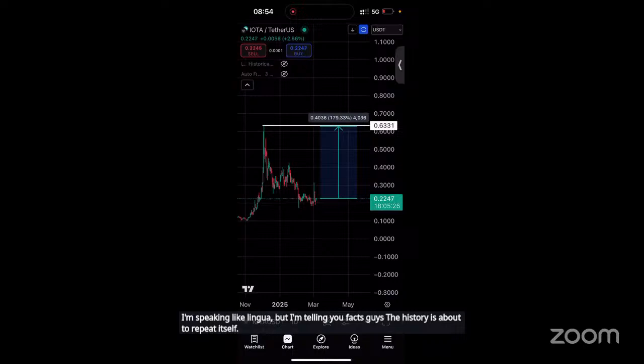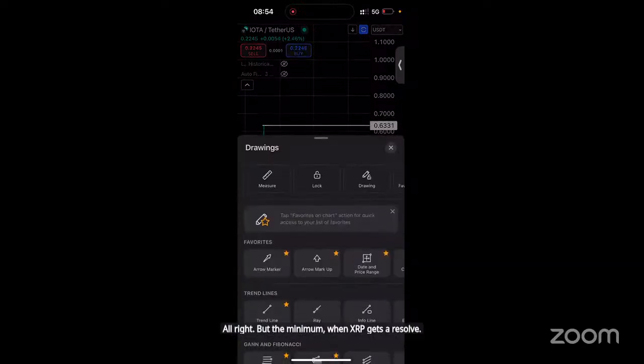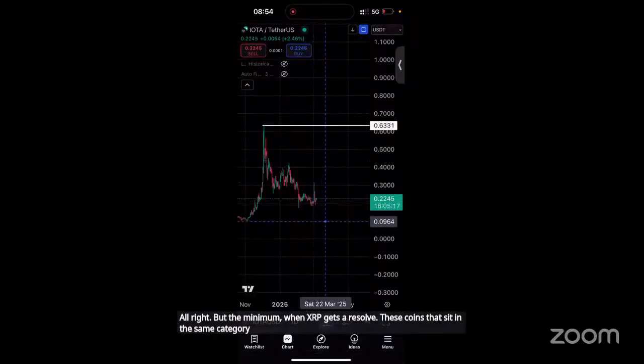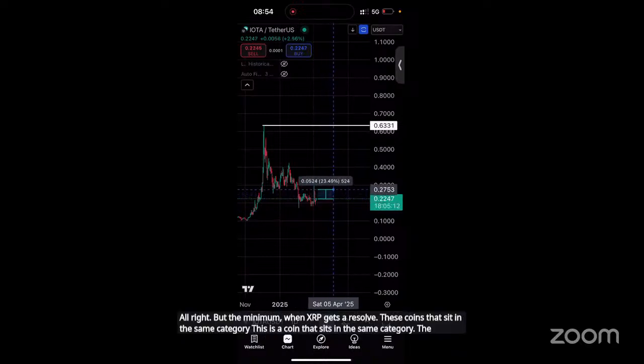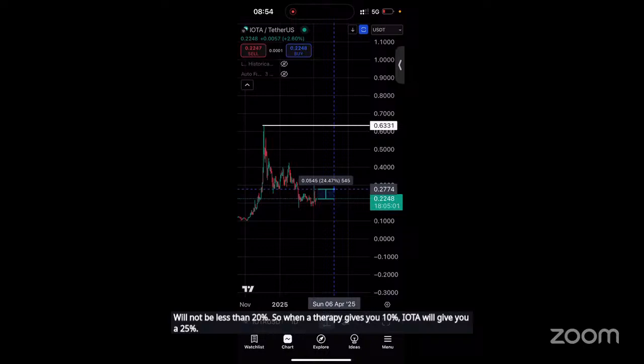All right. But the minimum when XRP gets a reserve, these coins that sit in the same category, okay, this is a coin that sits in the same category. The minimum you can make on this rise will not be less than 20%. So when XRP gives you 10%, IOTA will give you a 25%. XLM will give you another.